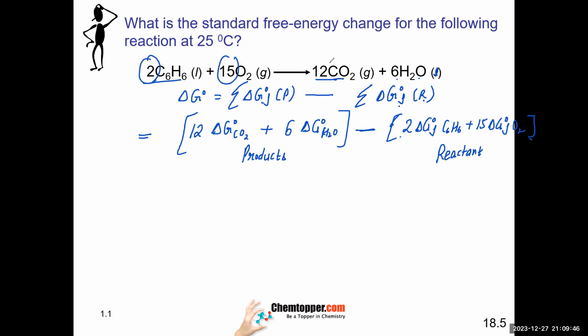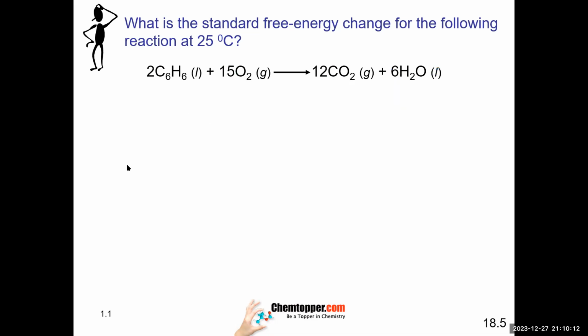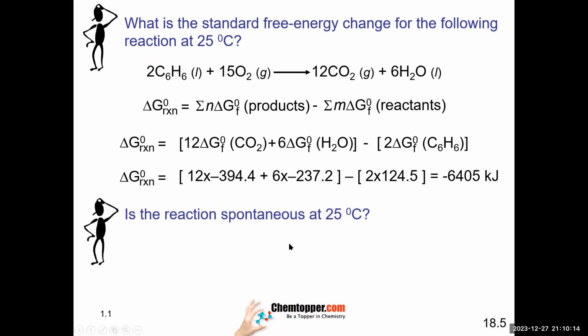They should be part of your calculation because in the table the values will be given for 1 mole. Like delta G naught formation of CO2 is this much value per mole. But here right now, how many moles are there? 12. So you have to multiply it by 12. So these questions are very simple. You can see that here the values are plugged in.